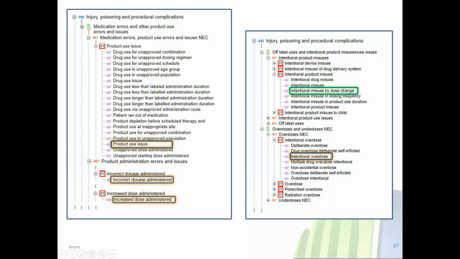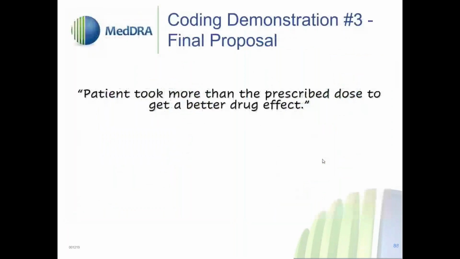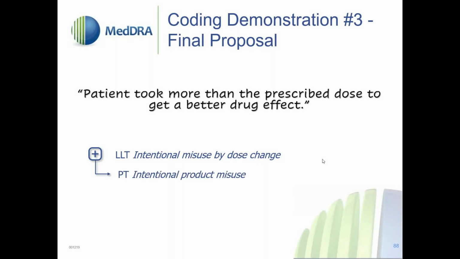would also not be correct because we don't know whether this actually represented an overdose. We don't know the dose range. We don't know the exact dose that was taken by the patient. So here is the final suggestion for coding this verbatim. We would code to LLT intentional misuse by dose change under PT intentional product misuse.